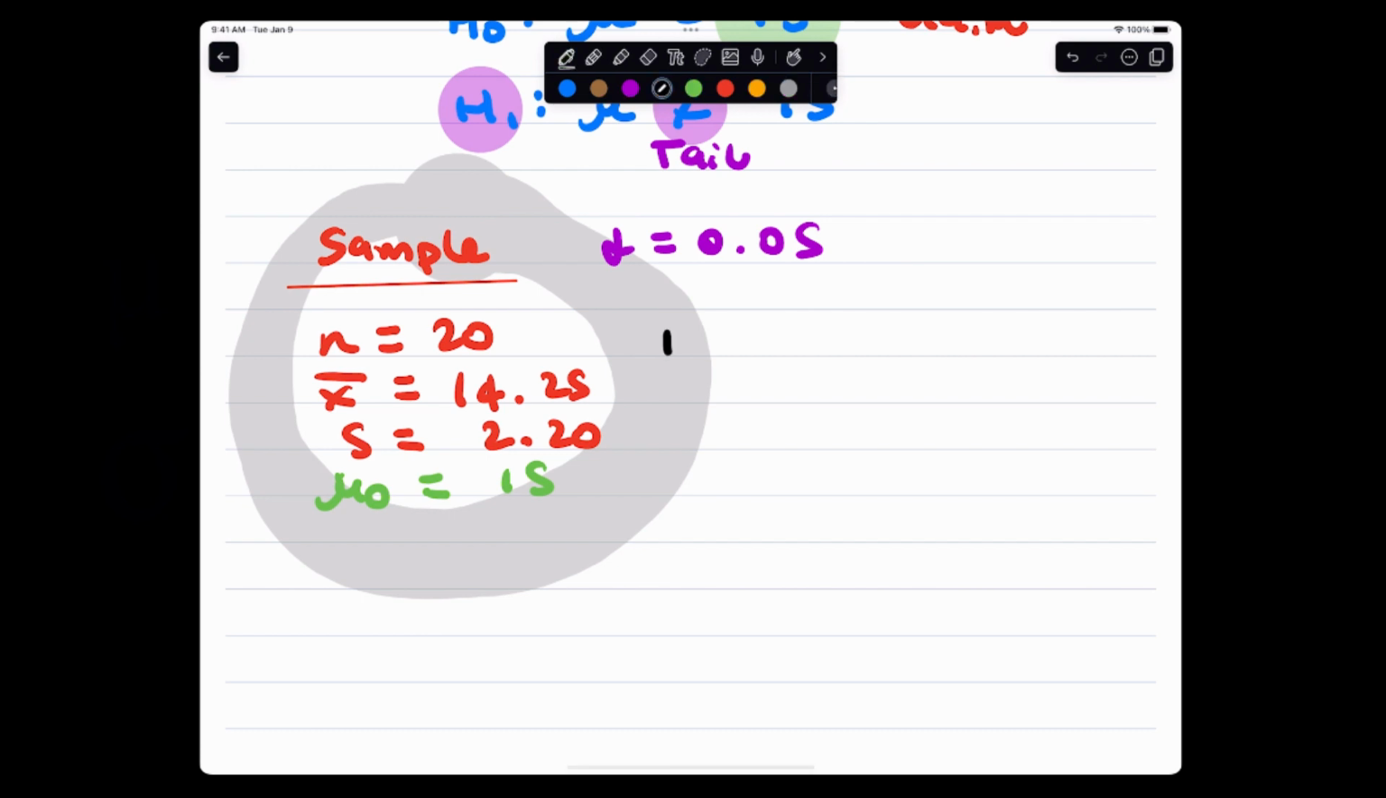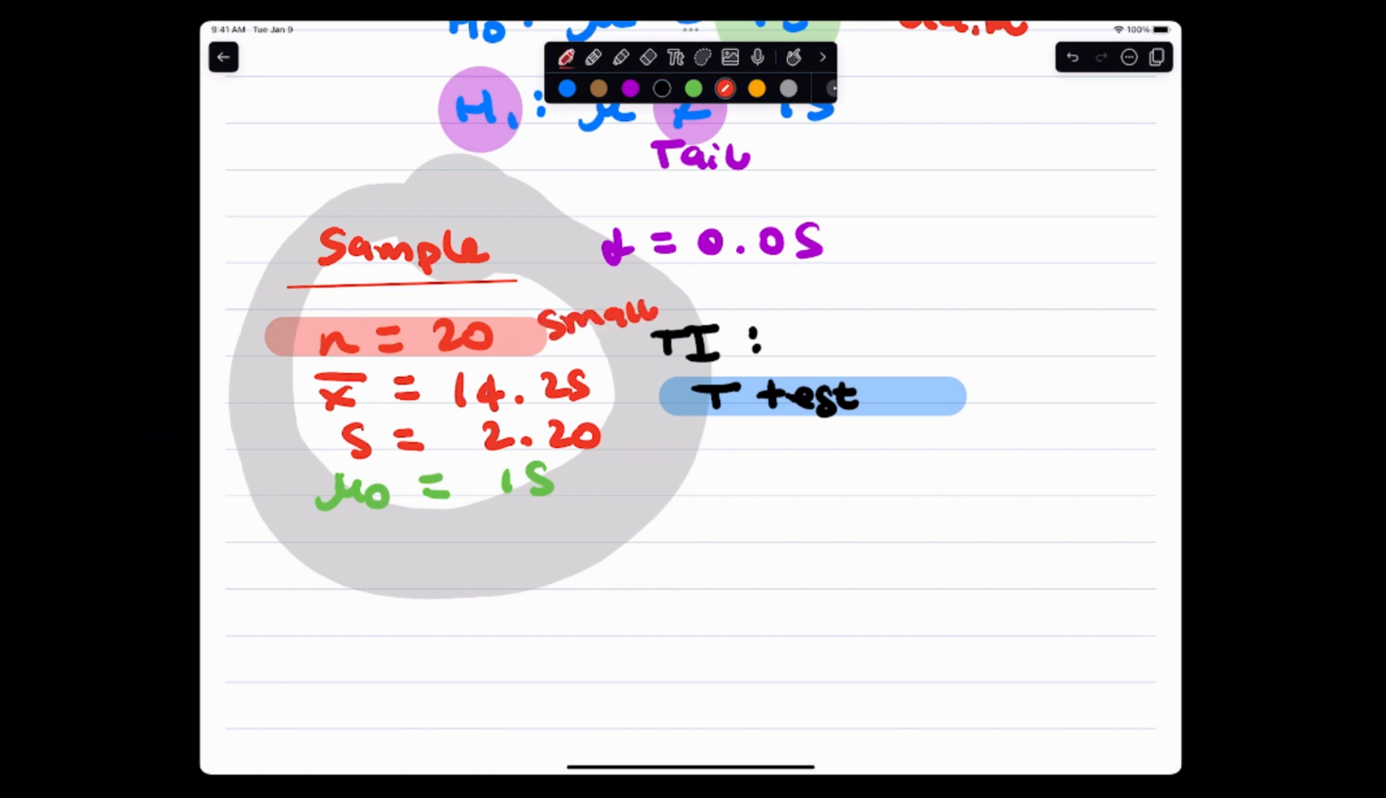In the TI, what did we say we use? T-test. So because the sample size is small, and small is anything no more than 30, you guys use a t-test in your TI calculator.